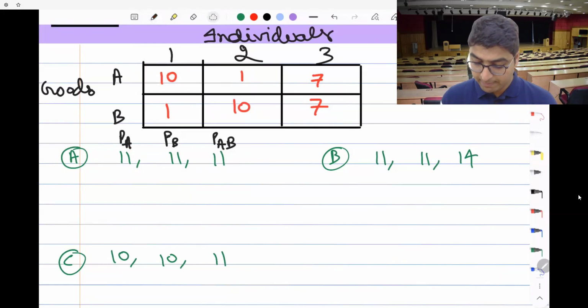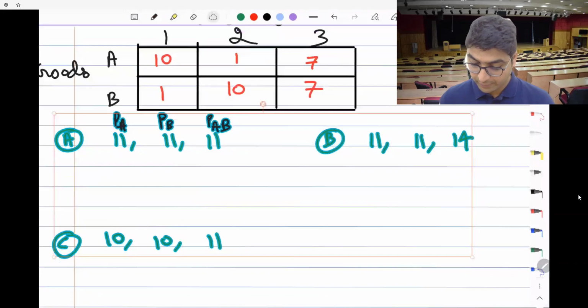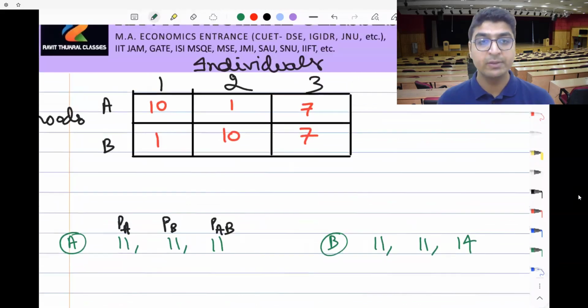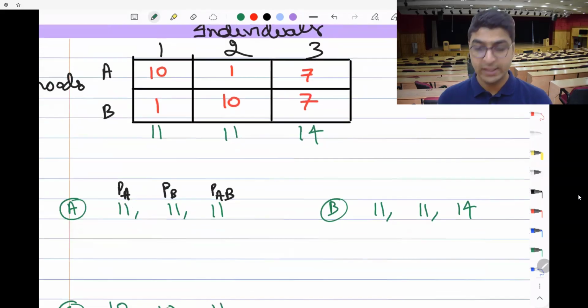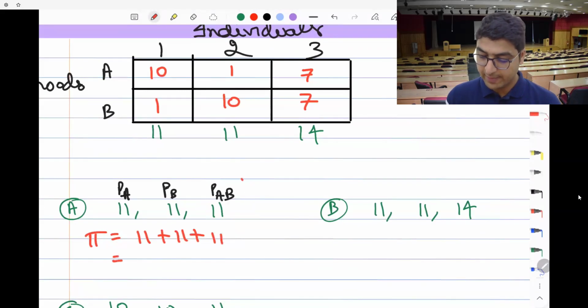So let's also calculate the combined valuations. Okay. So if individual one wants to buy both the goods, then in that case, the total valuation is 11 here, 11 here, and 14 here. So basically, individual one and individual two would like to buy the bundle, and individual three would also like to do that. So all three of them will buy the bundle, and profit will be equal to 11 plus 11 plus 11, which will give you the profit of 33.